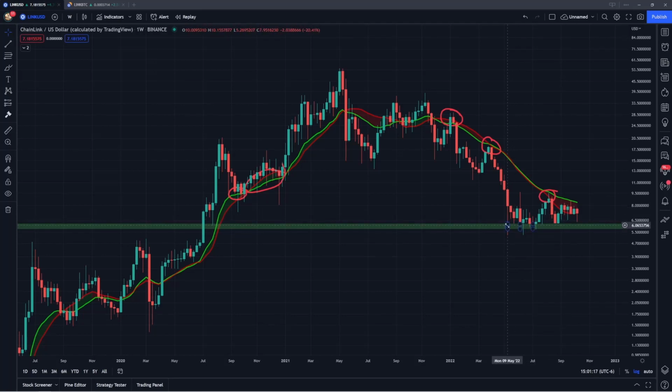We first retested this on the May capitulation, back when Bitcoin first had that leg down. So it is positive to see for Chainlink that we're still holding above this region. We're still holding this as support, and I want to see that continue to hold.